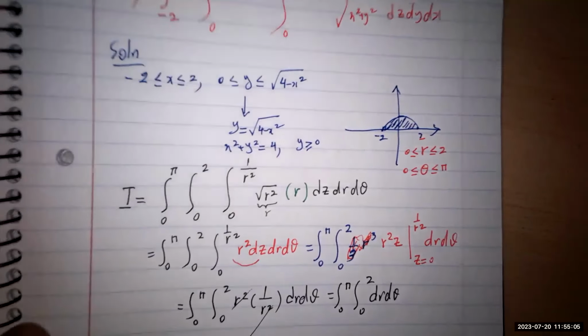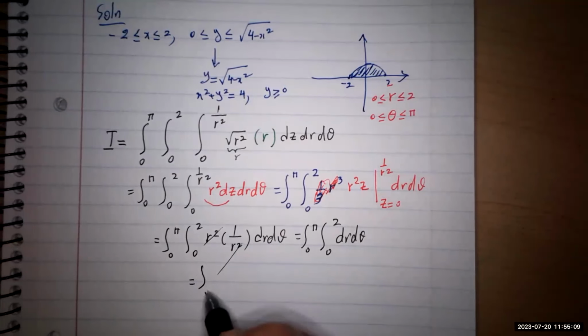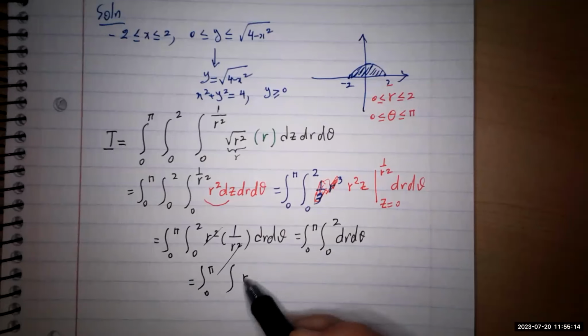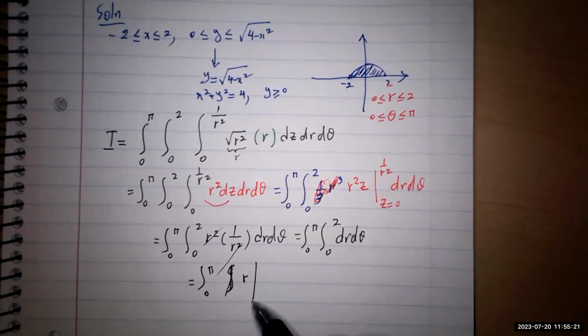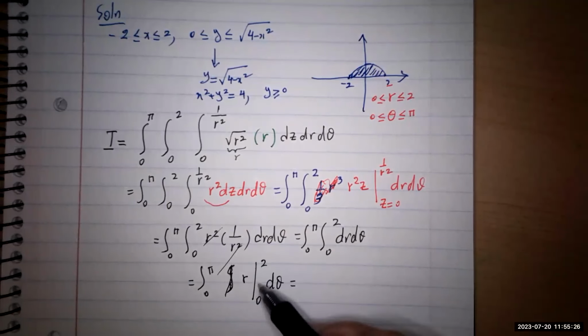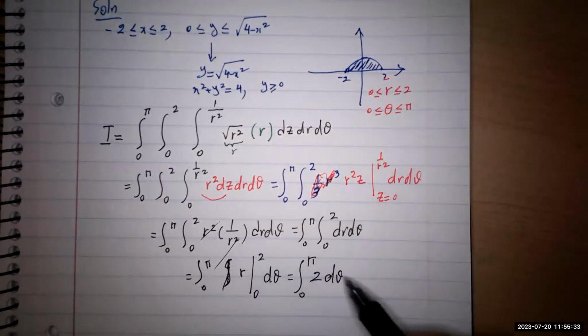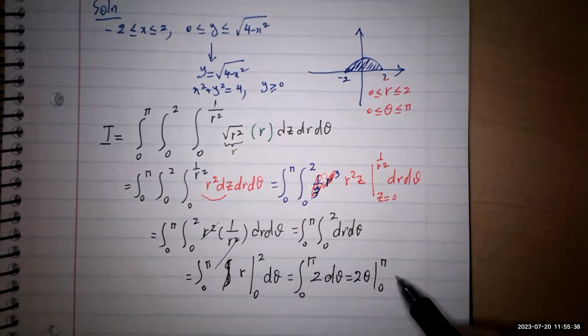Okay, integrate with respect to r would be r. So it's going to be 0 to pi, and this is going to be just r, 0 to pi r, sorry. Integral would be r, so r going from 0 to 2, then the dθ. So that simply gives you 2, 0 to pi 2 dθ, which is going to be 2θ from 0 to pi. So the final answer is 2 pi.